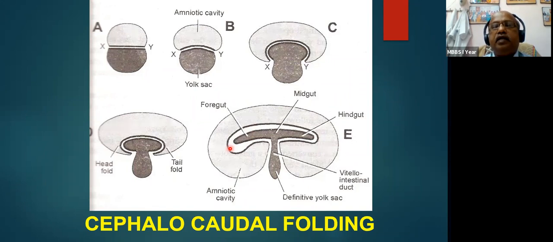The important point in this picture is the formation of the primitive gut. The primitive gut is your endoderm along with a small part of the yolk sac incorporated into the embryo during cephalocaudal folding. That's why the original communication between the primitive gut and yolk sac is retained by the vitelointestinal duct. Now the foregut is divided into two parts: pre-laryngeal and post-laryngeal. First time I am telling this. Whatever we have studied already, the derivatives of foregut, are from the post-laryngeal part only. How the foregut gets divided into pre-laryngeal and post-laryngeal parts, you can see in the next picture.